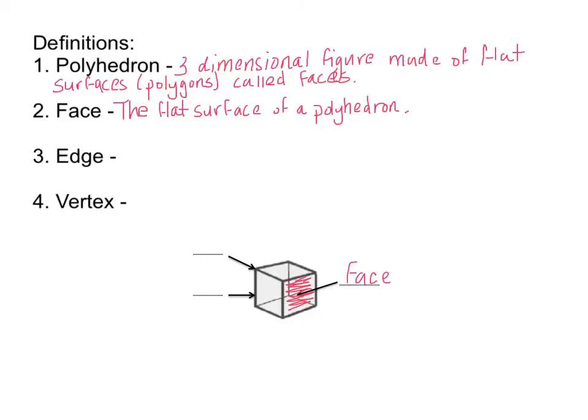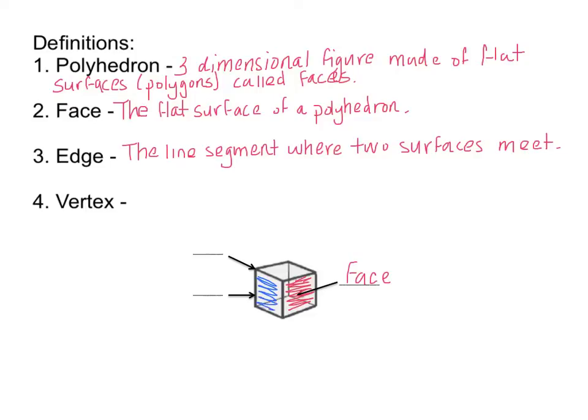An edge is the line segment where two surfaces meet. So if I look at the face colored in red and the face colored in blue, this line where those two faces meet would be considered an edge. On our diagram here, this arrow is pointing to an edge right there.